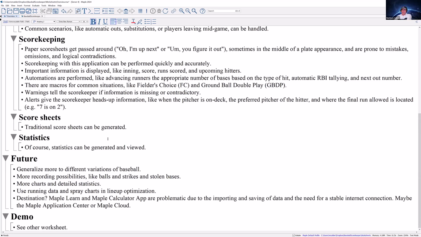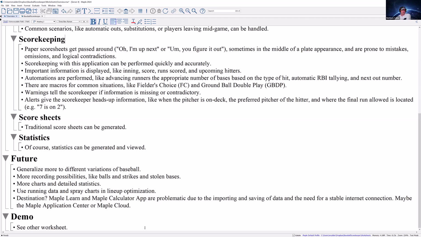There are also warnings and alerts. Let's say you haven't set the pitcher, it'll tell you that you haven't set the pitcher. If you set the number of RBIs higher than the number of runs scored, it'll give an error. For the alerts, it'll tell you if the pitcher's on deck, because if they're pitching, they have to come back in and do a pitching change so they can hit. It'll also tell you if the hitter hits better against a certain pitcher, so if you want to make a pitching change to take advantage of the matchups, you can.